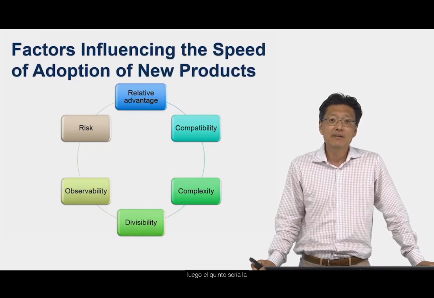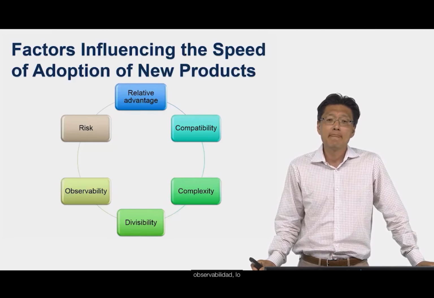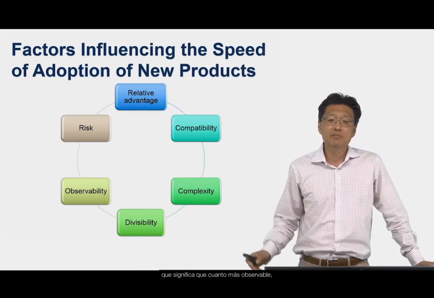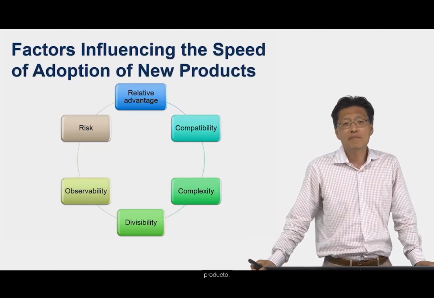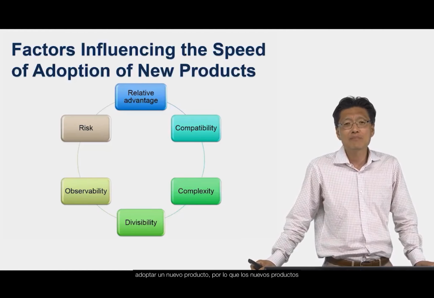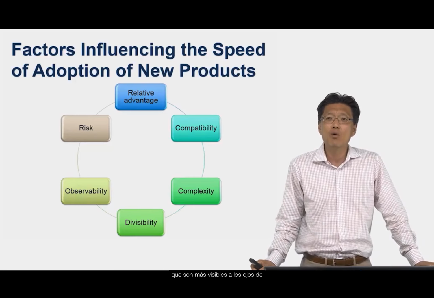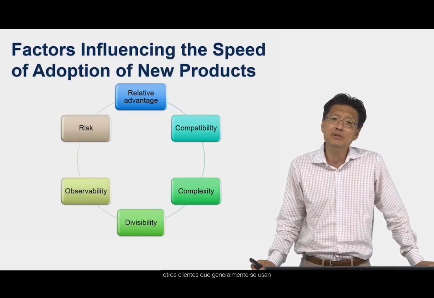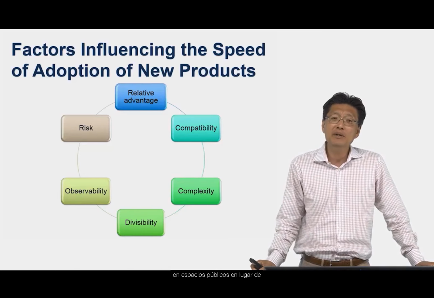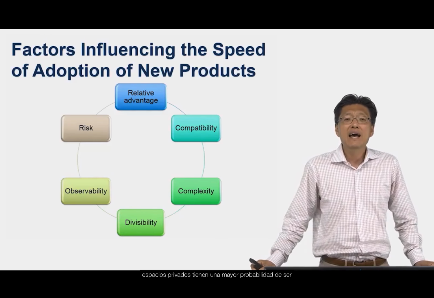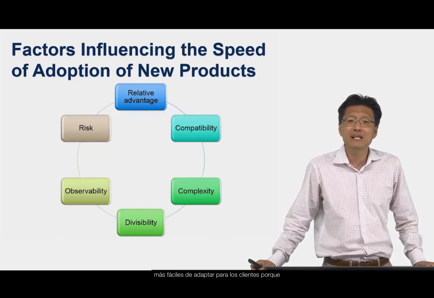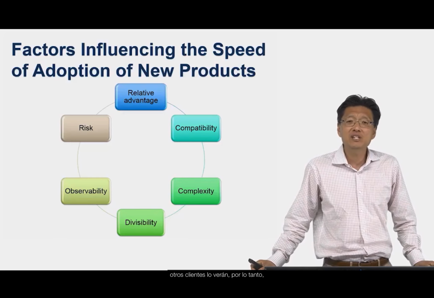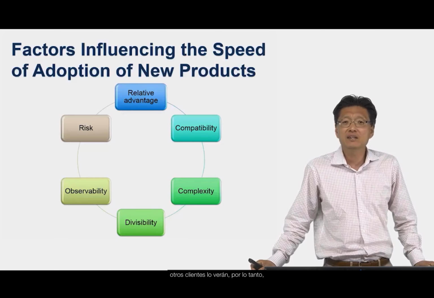And then the fifth one would be observability, which means that the more other customers can see the product, the easier it will be for customers to adopt the new product. New products that are more visible in the eyes of other customers, that are typically used in public space as opposed to private space, have a higher chance of being adopted. Other customers will see it, therefore it provides a motivation and incentive for them to adopt the new product, or at least have interest in it.